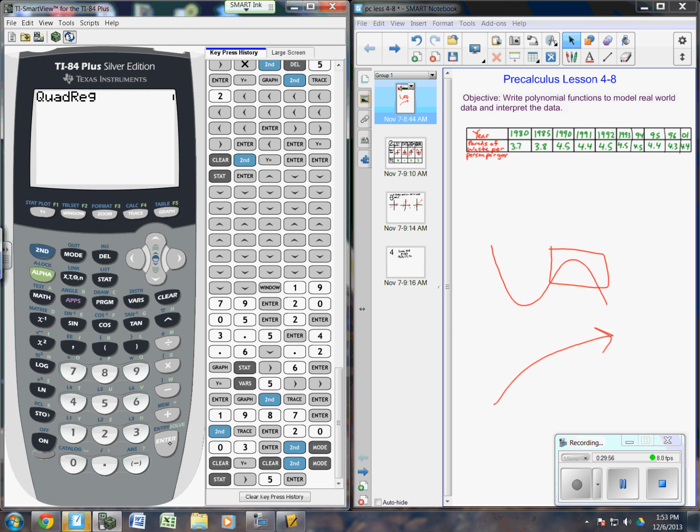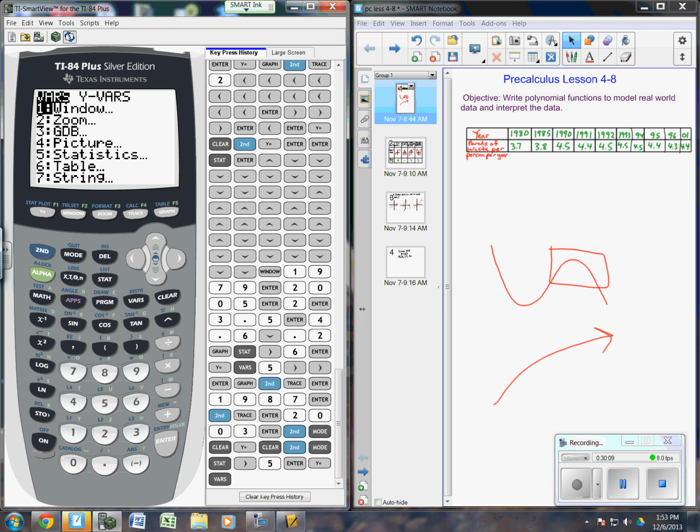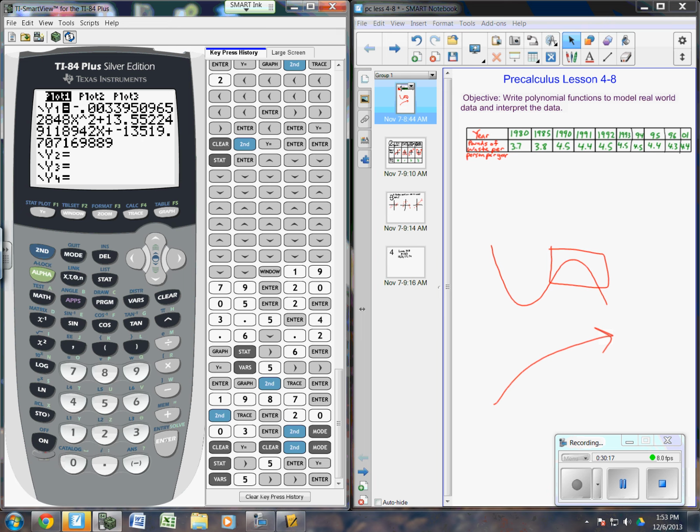And calculate those stats. So here's the one for quadratic. Now we are going to paste that to the y equals screen. So go to your y equals. Go to vars again. Go down to number 5, statistics. Over to EQ. And do your regression equation there. And hit graph.